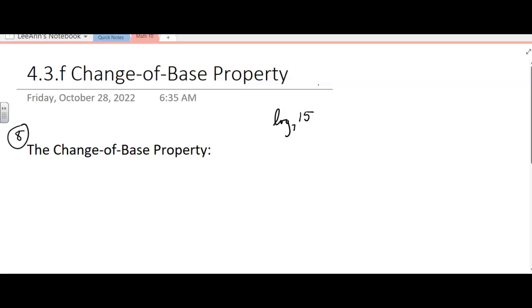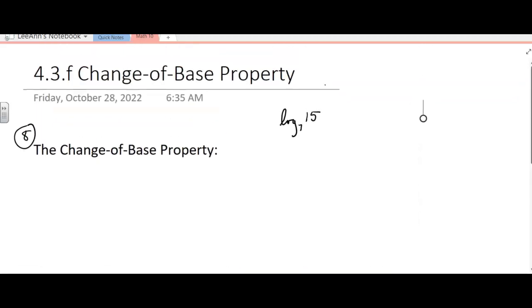Okay, so you're like, I want a decimal approximation for this. Well, sorry. So there's no button on your calculator that allows you to put in a base. Okay, now I have two calculators.